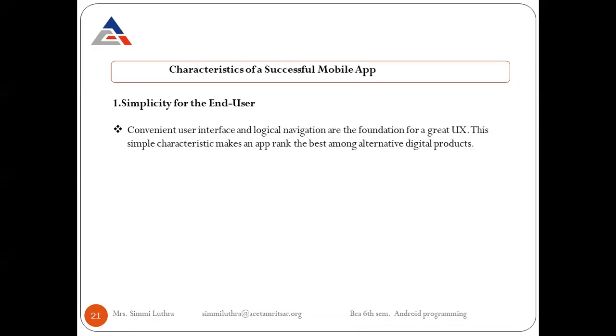Okay. Then after that, the next topic is characteristics of a successful mobile application. To make sure that your mobile application will perform well and has all the chances to be successful, we should be aware of key characteristics that make an application market ready. Okay. So the first main characteristic of a successful mobile application is simplicity for the end user. This is a very important characteristic of a mobile application, simplicity for the end user. A convenient user interface and logical navigation are the foundation for a great UX.